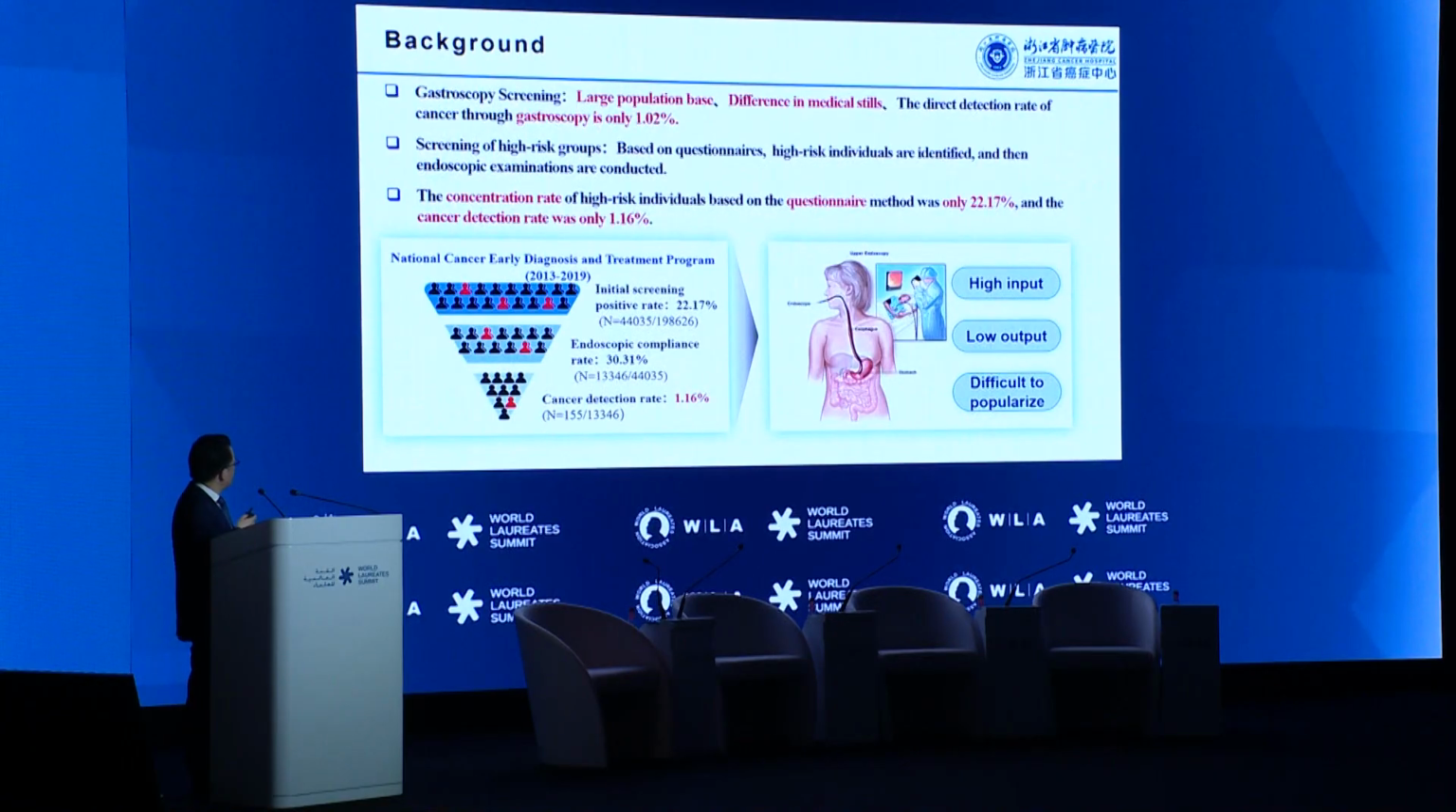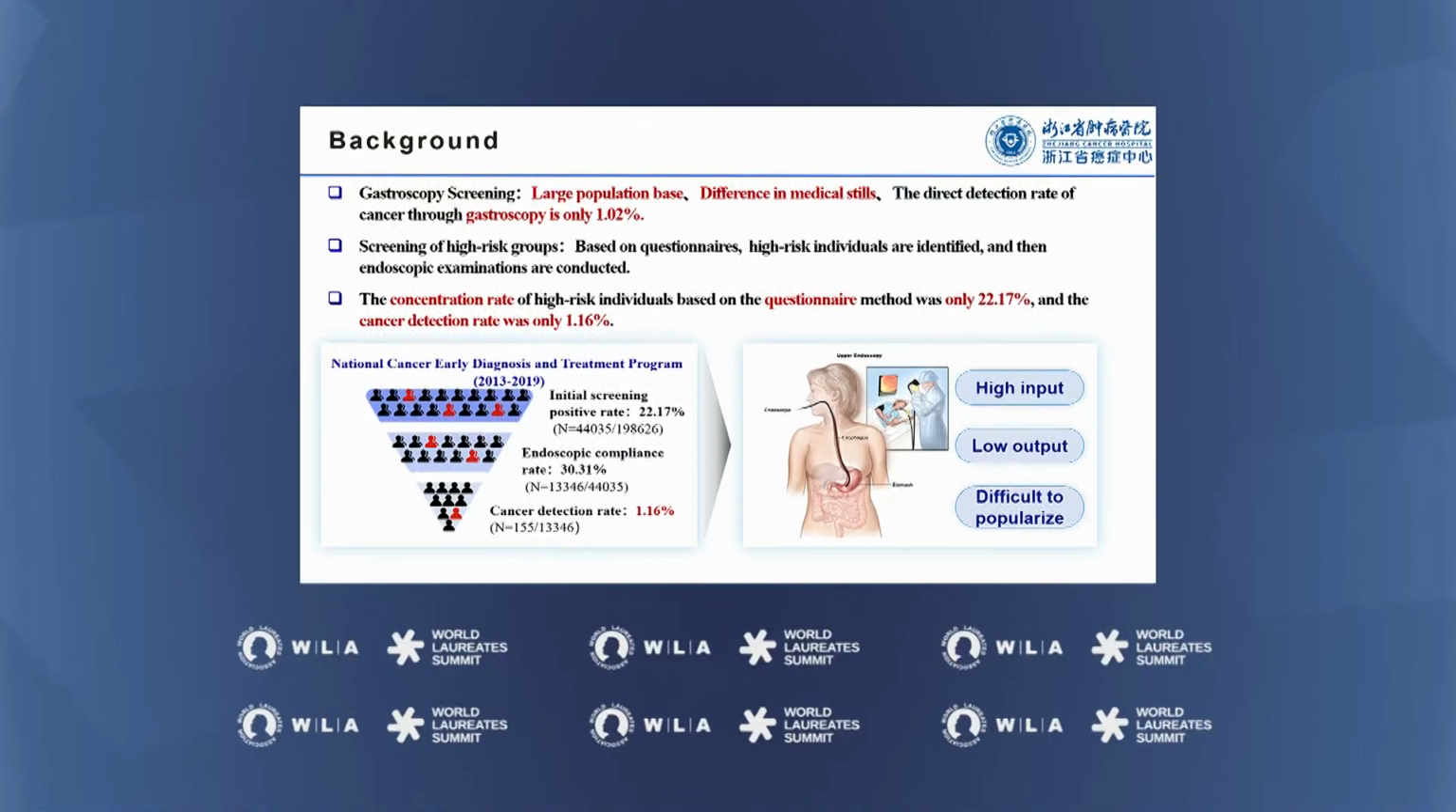So by now, we can only do it in 2 steps. The first step, we should find the high-risk populations and then ask the individuals with high risk to undergo gastroscopy. The standard method in China is the questionnaire method, but the rate of identifying high-risk individuals based on the questionnaire method was only 22.70%, and the cancer detection rate was only 1.16%. So it is a method with very high input and very low output.